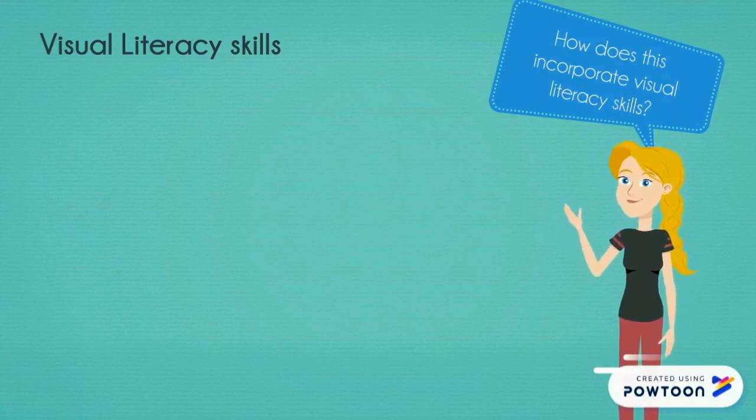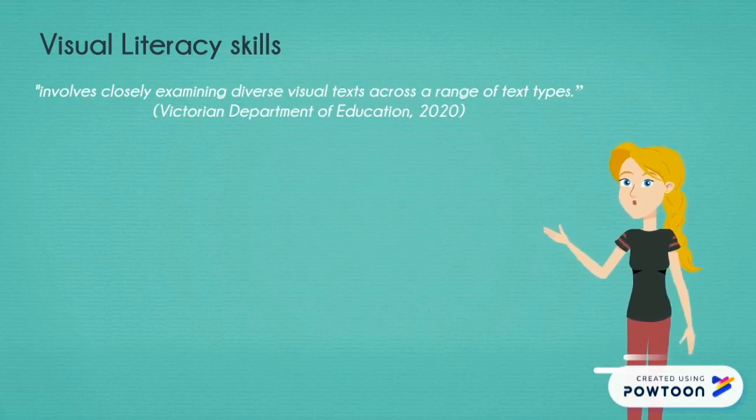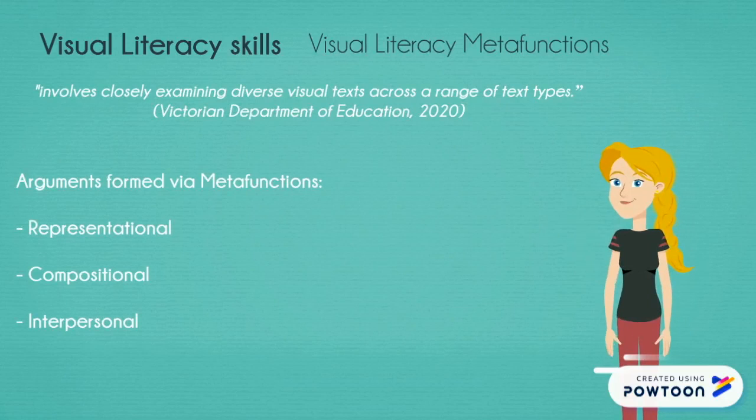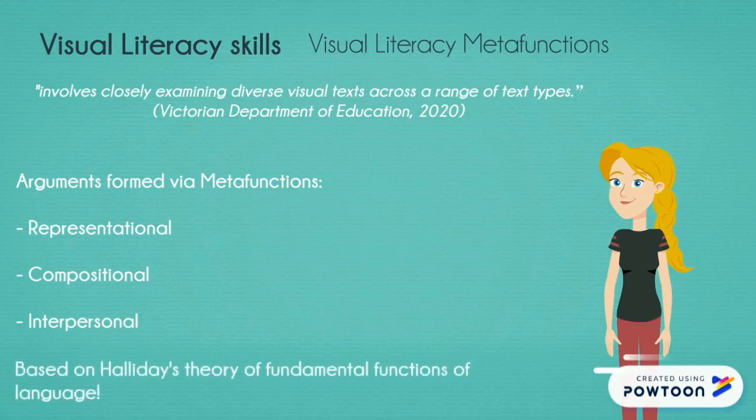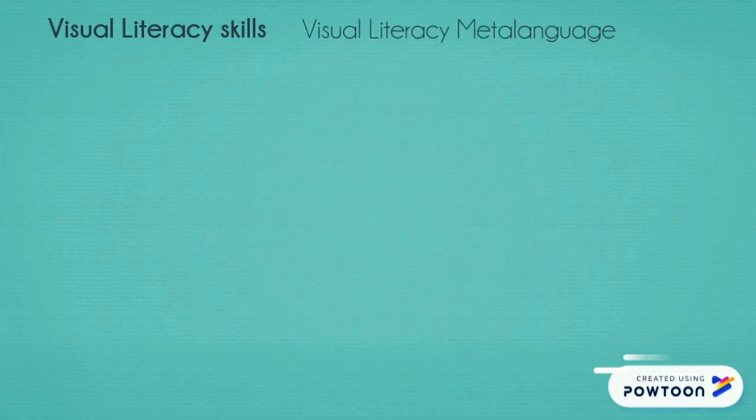According to the DOE, visual literacy involves closely examining visual text across a range of different text types. Students will demonstrate representational, compositional, and interpersonal metafunction through analysing and decoding visual features of the map, such as salience, vectors, and modality. This lesson is inclusive of prompting questions that incorporate visual literacy meta-language.